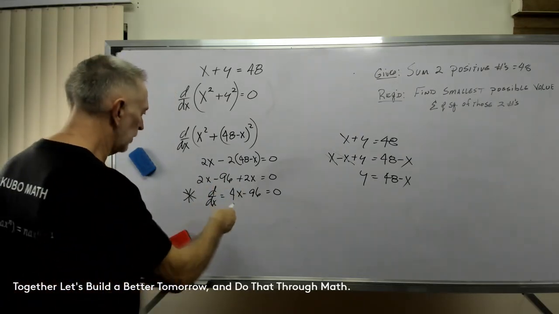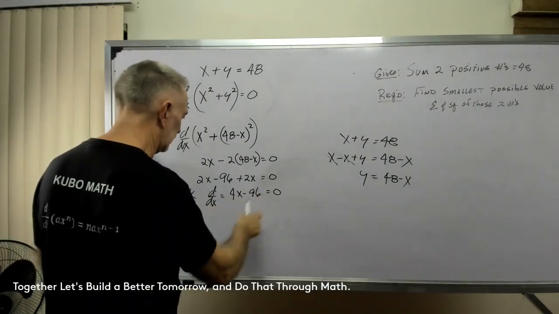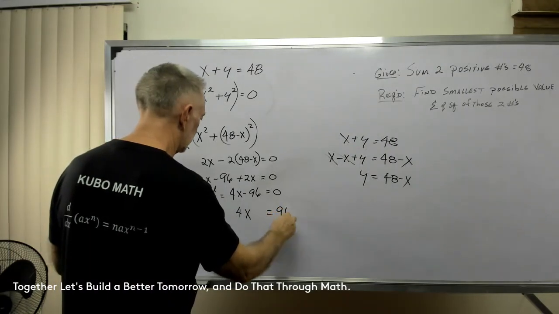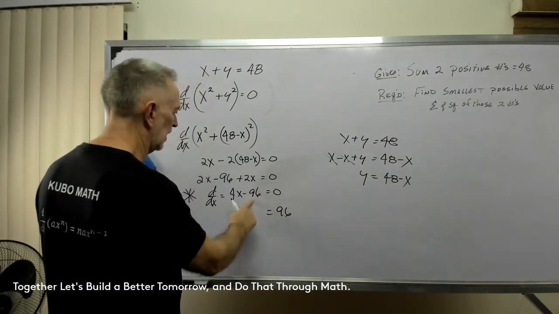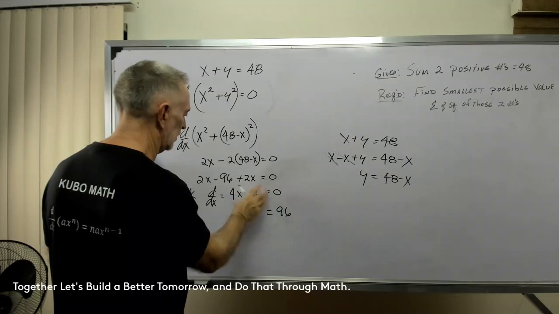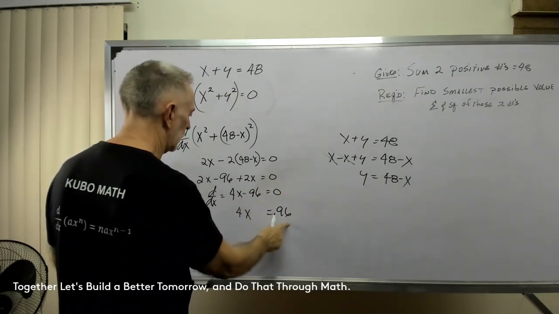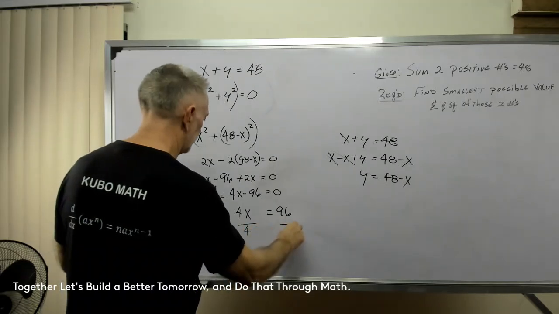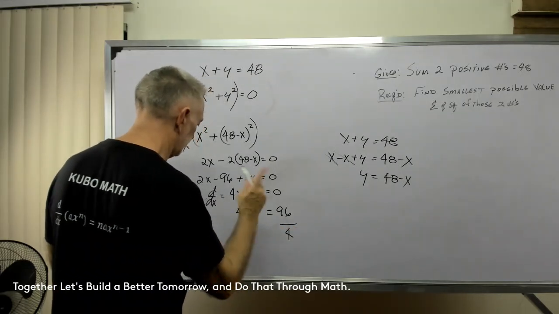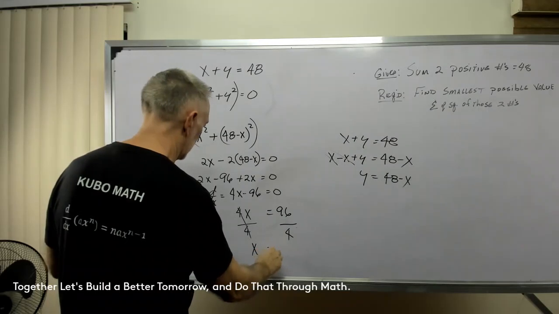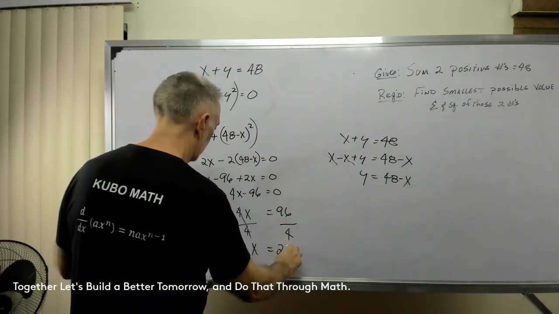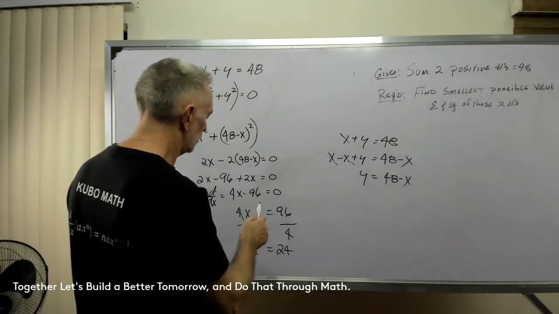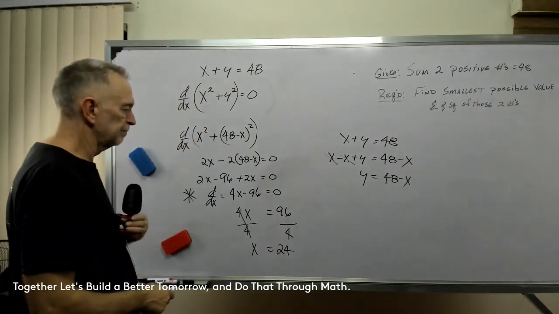So if we continue with this, let's add 96 to both sides. So 4x equals 96. It was negative 96 plus 96. Those cancel. Plus 0 plus 96 gives me this. Now I'm going to divide by 4 on both sides. 4 divided by 4 is 1. 1 times x is x. And what is that? 24. Okay, so x equals 24.